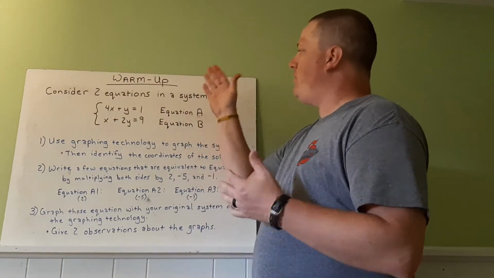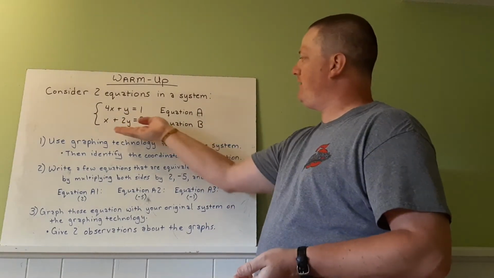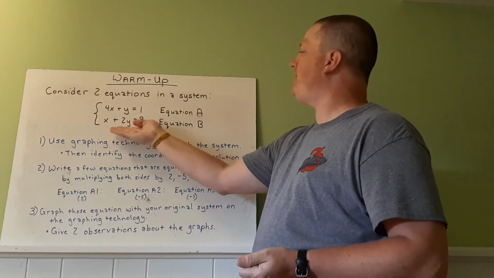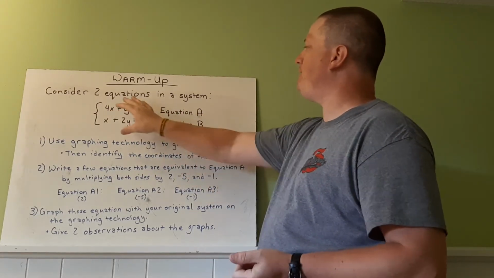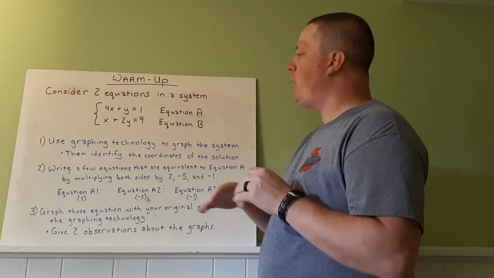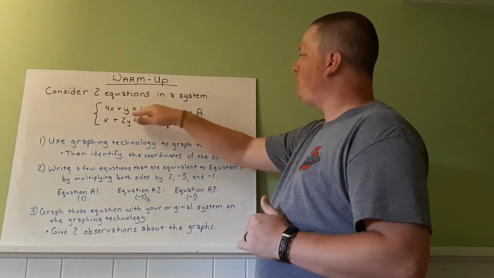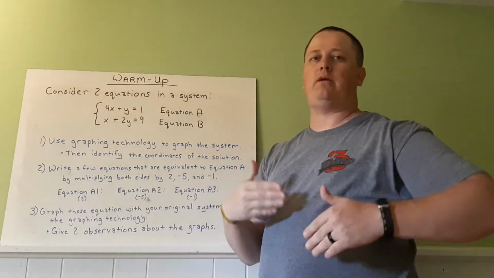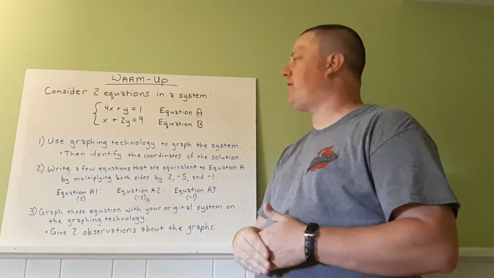All right, so we have a system here to work with, and we're going to call the top equation equation A, and the bottom equation equation B. Please write this one down. We're going to then do some work to equation A, and then we're going to just look at it and see what that work does to the graphs.